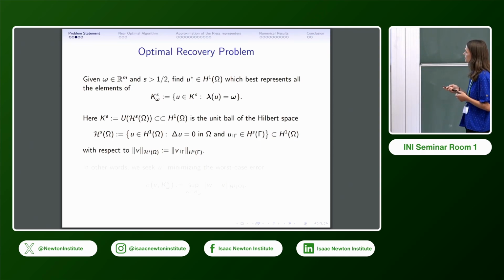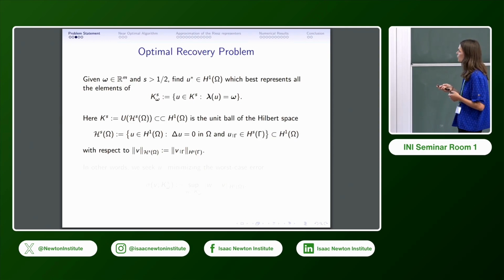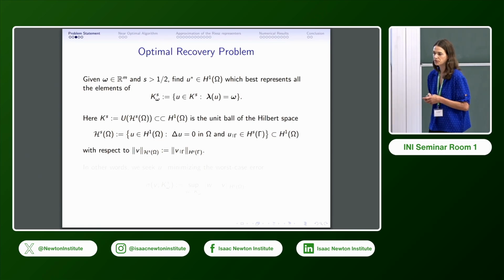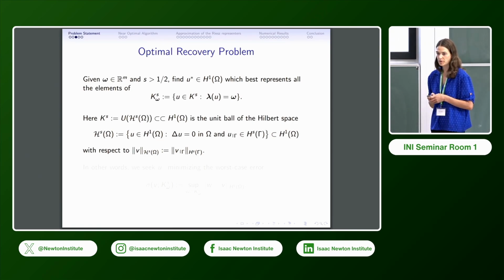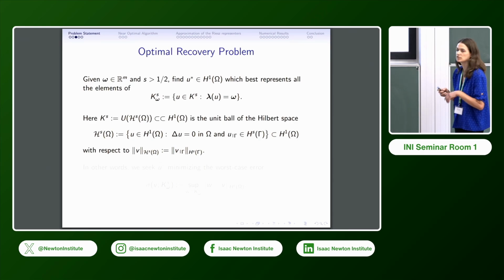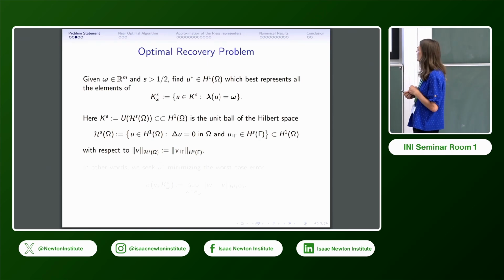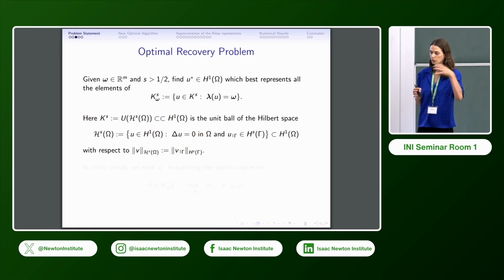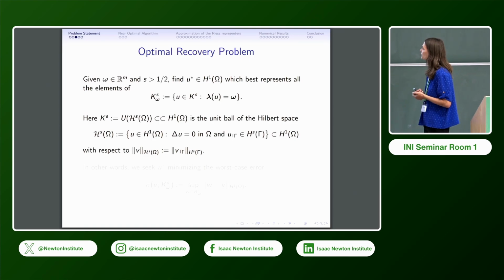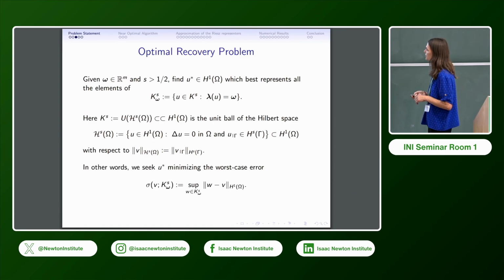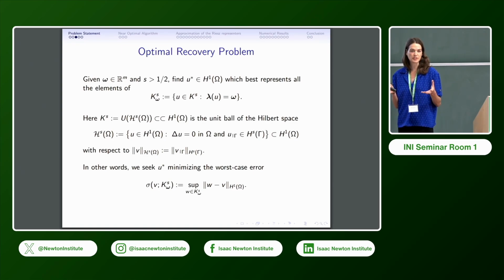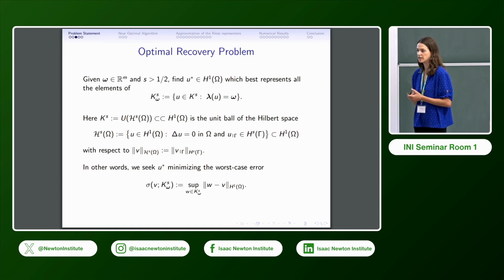And the norm on this space here will be simply the Hs norm of the trace of the function on the boundary gamma. I didn't mention, but this gamma is just the boundary of omega. And here in the presentation, I assume that I don't know the boundary value at all. We could have the case where we know part of the boundary, but here we don't know the function at all. So basically, in other words, what we're trying to do is to find some function here that will be the best representative of all the elements in that set.